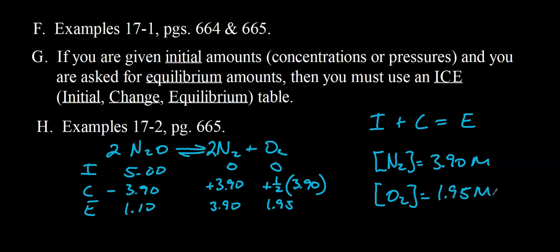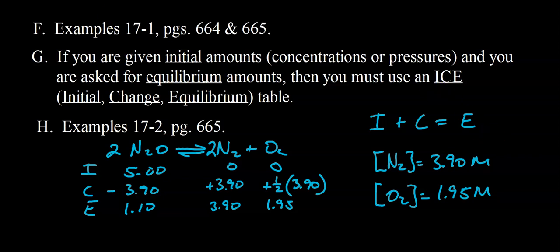Now that we have the equilibrium concentration of each substance, plug those into the equilibrium expression, and you can see that at the bottom of page 665, and calculate our value of K. Notice K is larger than 1. That means the products are favored at this particular temperature.